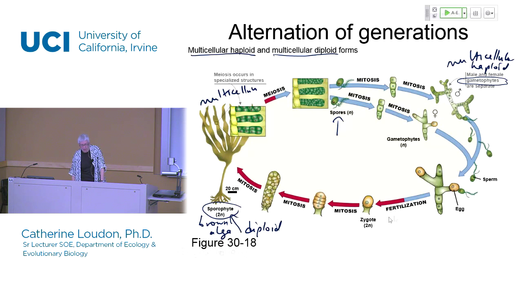Sperm fertilizes egg, and then we're back to a diploid stage. Okay, so this is what occurs in some protist groups. But the term alternation of generations is used for any organism, whether it's a protist or not, that has an alternation between multicellular haploid and multicellular diploid forms.